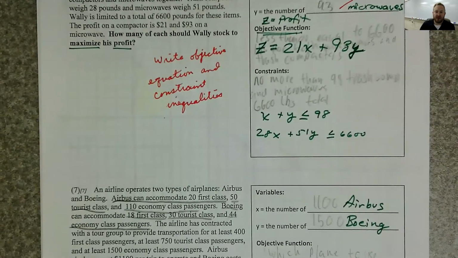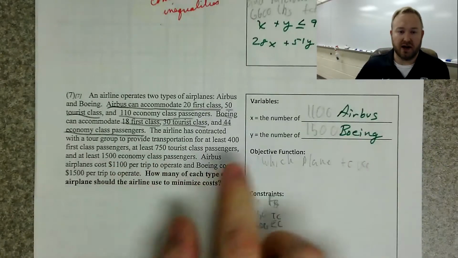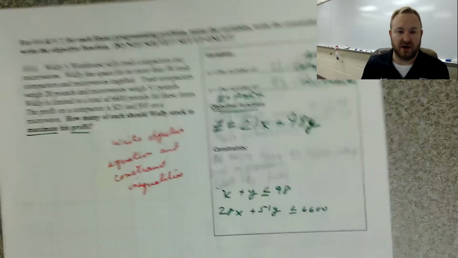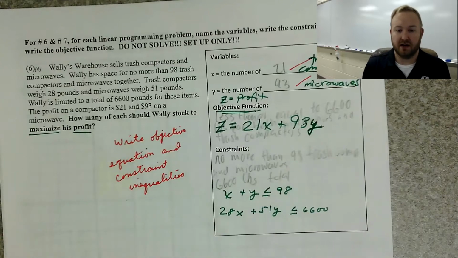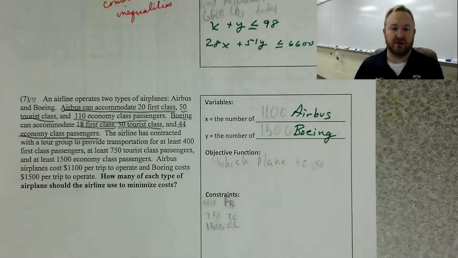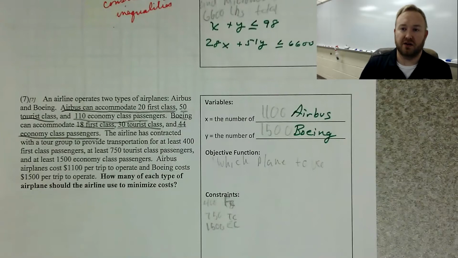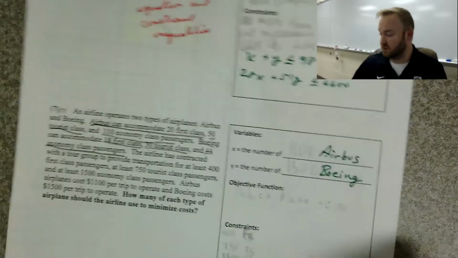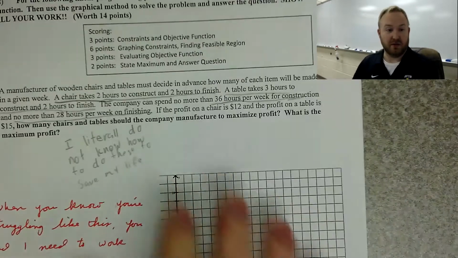All we're doing is taking a word problem and writing an objective function and the constraints. We already did one of them here, but let's go ahead and do this one too. And then I'll talk a little bit about the problem you're going to do for your Chapter 3 test, which is that last problem about the chairs and tables.